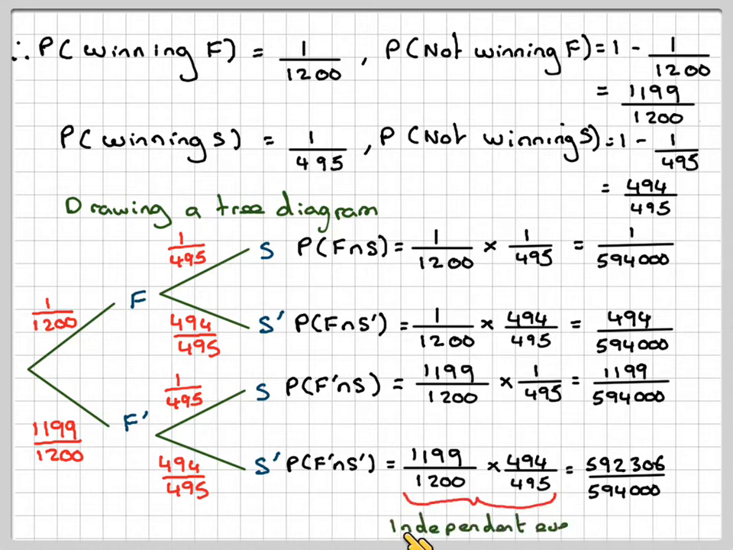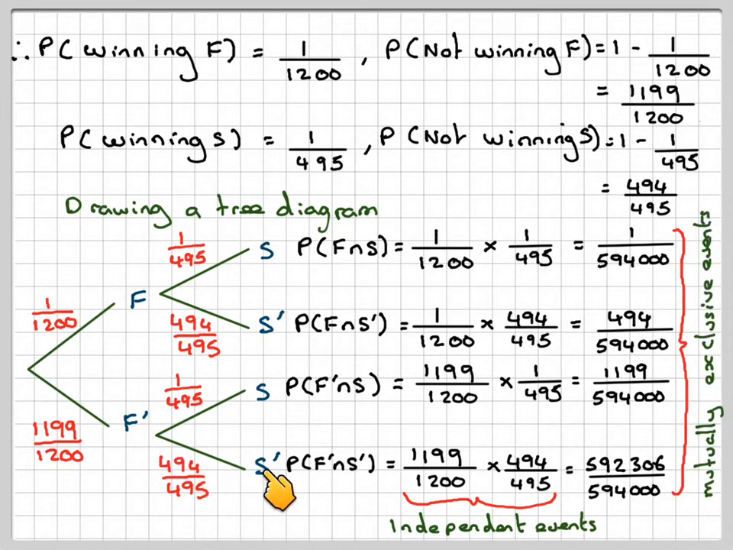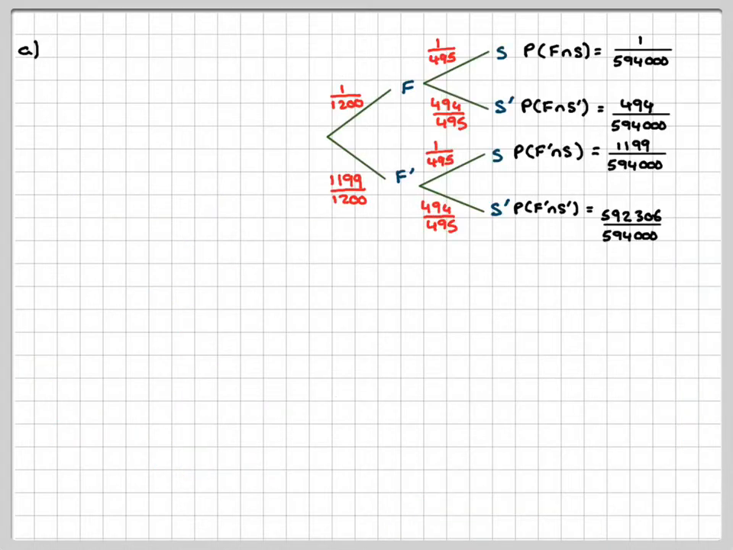Right, these are independent events, so you multiply them. These four outcomes are mutually exclusive events. If one happens, the other 3 events cannot happen. That's why they're called mutually exclusive. One event excludes the other event. These are the 4 different outcomes that can happen. So just quickly redrawing the tree diagram again and now answering the questions.